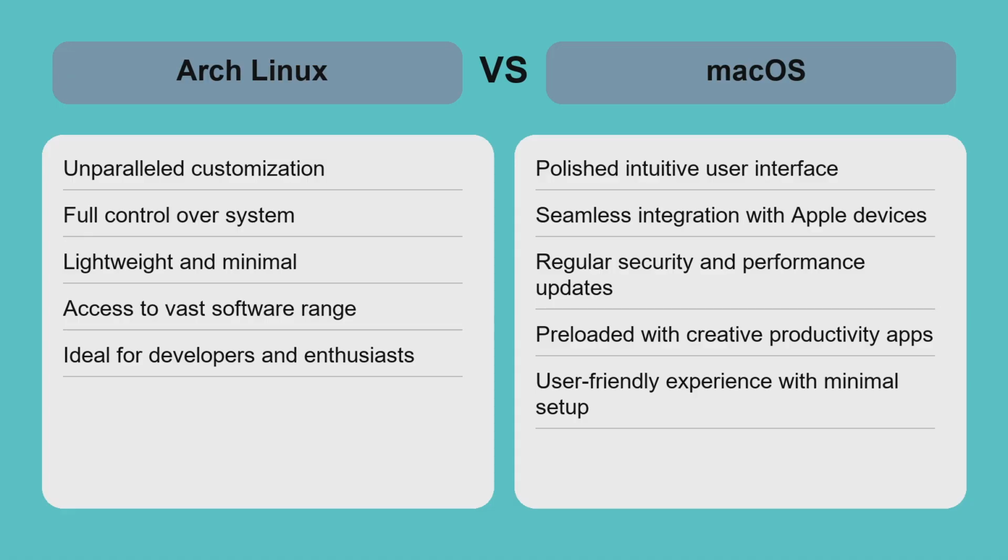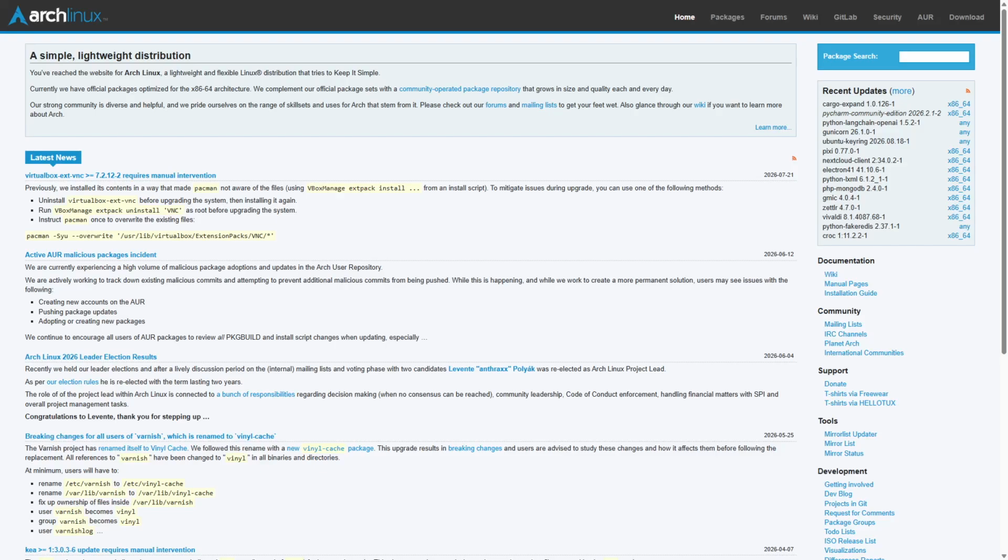The trade-off is between freedom and complexity with Arch Linux versus convenience and hardware limitation with macOS. Choosing depends on your priorities: control and customization, or user-friendly integration. Choose Arch Linux if you want full control over your system, enjoy customization, and have the technical skills to manage a flexible, minimal operating system.